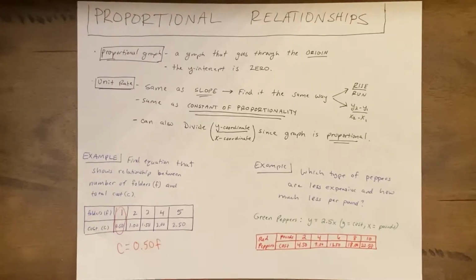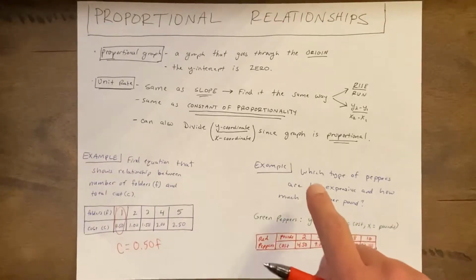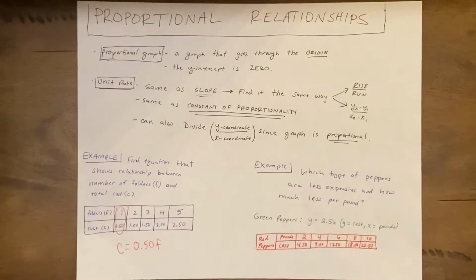So how could I find the rate of change or the unit rate there if I didn't have 1 as an x value? Well, let's look at the next example. It says, which type of peppers are less expensive and how much less per pound are they? So we have green peppers. That's represented by the equation y equals 2.5x, where y is the cost and x is pounds. Then we have a table for red peppers. It says red peppers, here's pounds, and here's cost.